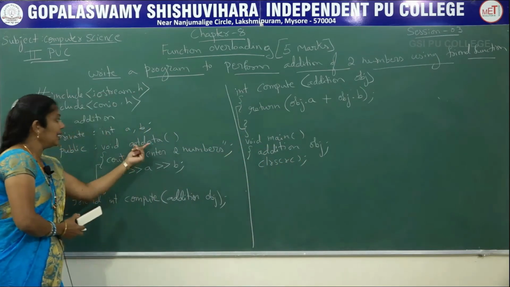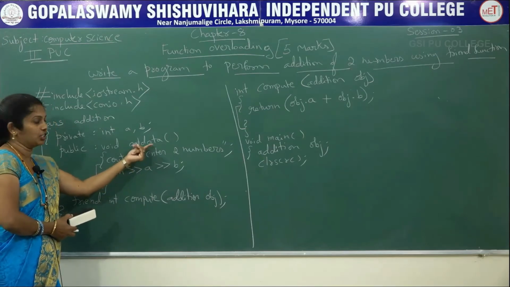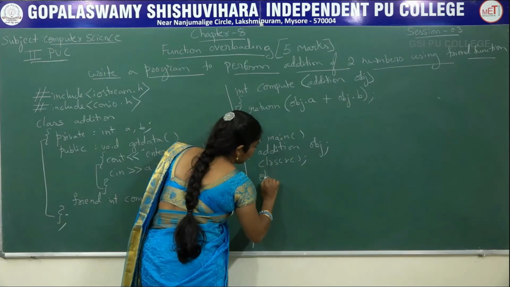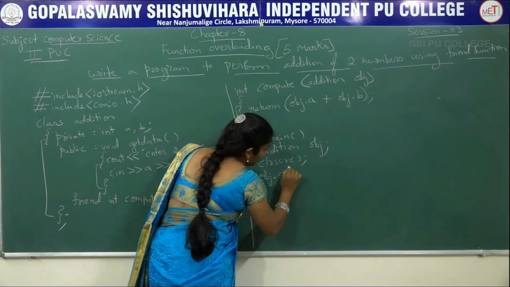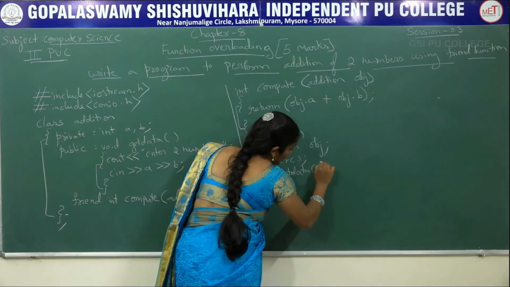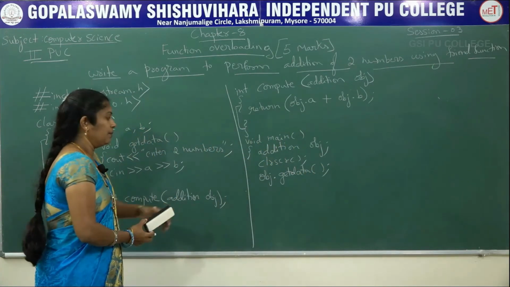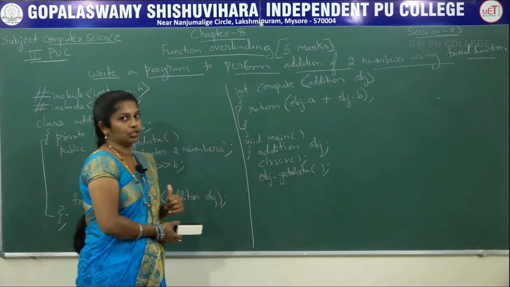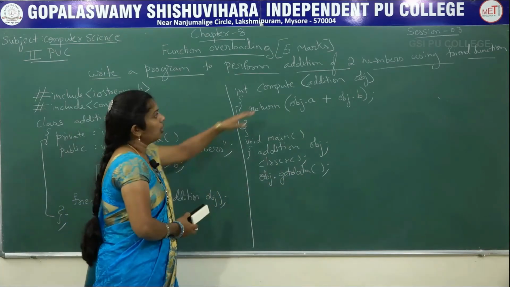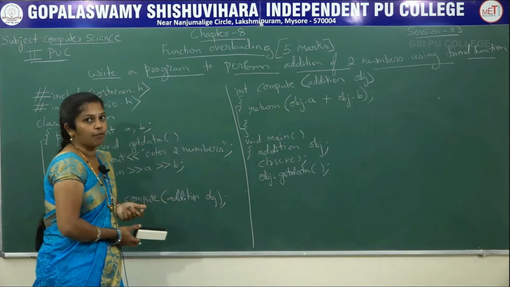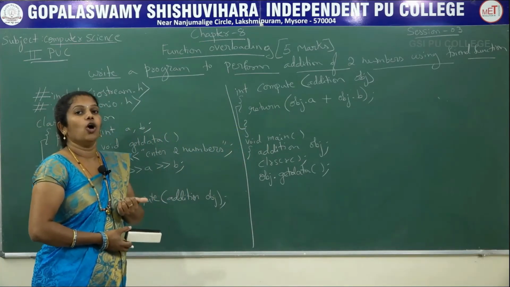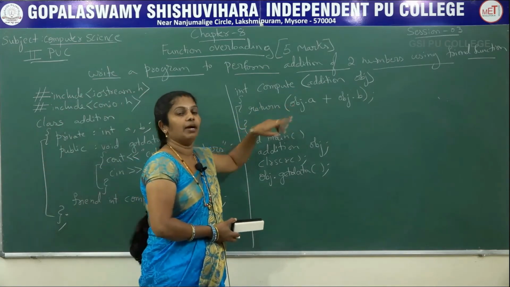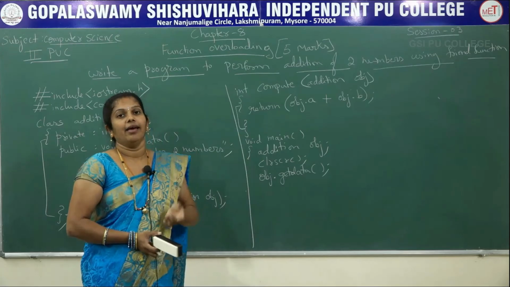Now call the get data function. It's a member function. How to call this function? To call this function, we write object dot get data function. It means that to call the function we require object dot get data function. Then how to call the compute function? To call the compute function, we do not require any object at all. To access the data we require the object name, but to call the function we do not require any object.